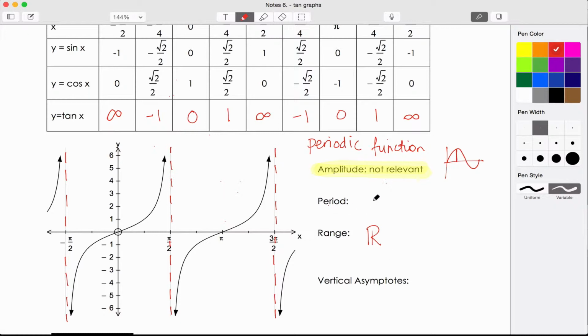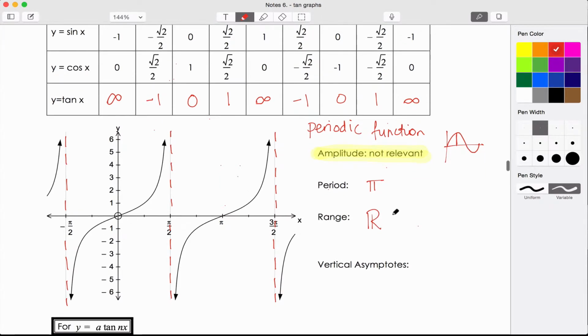Next is the period, before it repeats itself. Some people like to think of it between here and here, which is one wave there. So between pi over 2 and 3 pi over 2, you should get pi. Some people like to think of it from here to here. You get this bit and then this bit here, and then it starts repeating itself again. Either way, you should get that pi is the period, which is different to sine and cos, which are 2 pi. Tan has a period of only pi.